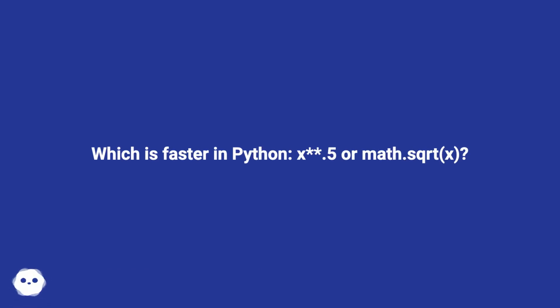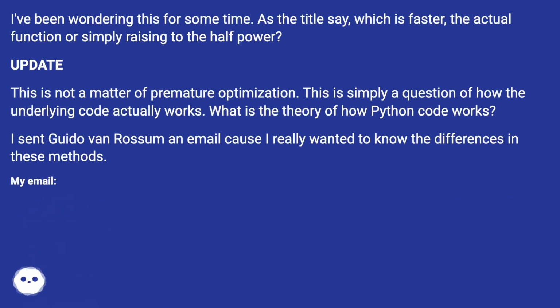Which is faster in Python: x**0.5 or math.sqrt(x)? I've been wondering this for some time. As the title says, which is faster, the actual function, or simply raising to the half power? Update: this is not a matter of premature optimization. This is simply a question of how the underlying code actually works.